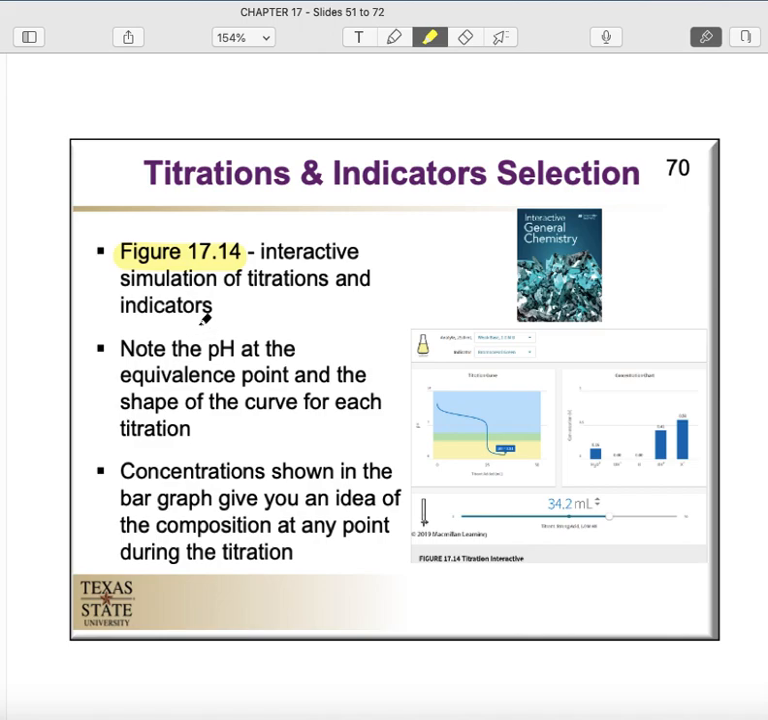So I encourage you guys to play with it a little bit and see if it helps you understand the concepts more conceptually. All right, note the pH at the equivalence point and the shape of the curve at each titration. Pay attention to this as you are working in this interactive simulation. Also, you're going to see bar graphs that show you the relative quantities of the acid, the base, the salt, and the water that you are dealing with in each stage of the titration. So again, it's a good way for you to get a very good conceptual understanding of what is happening in the titration.